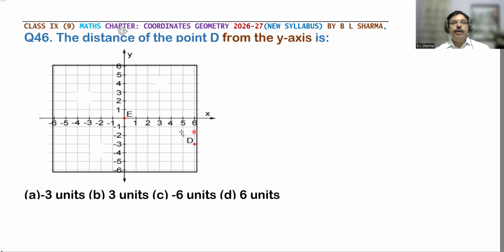The distance of the point D from y-axis is, ये आपका y-axis है और ये आपका डिस्टेंस है. आपके देखिए कैसे आप काउंट करेंगे. 1 यूनिट, 2, 3, 4, 5, 6. So D is the correct option.